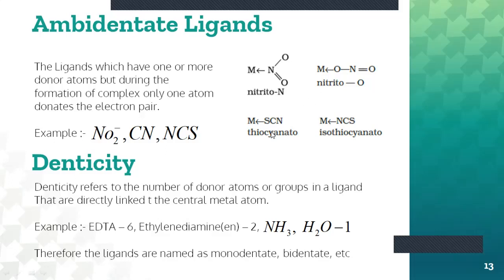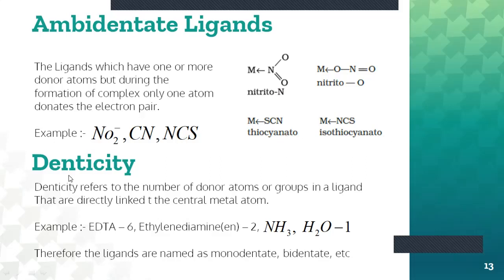Look at the second example. Similarly, if sulfur donates the electron pair to the central metal atom, it will be named as thiocyanato. And if nitrogen donates the electron pair to the central metal atom M, it will be named as isothiocyanato.